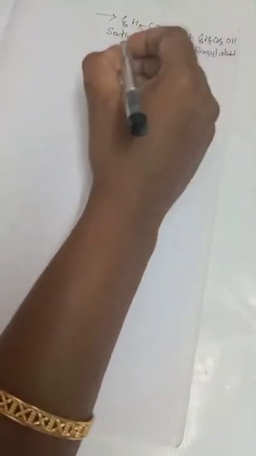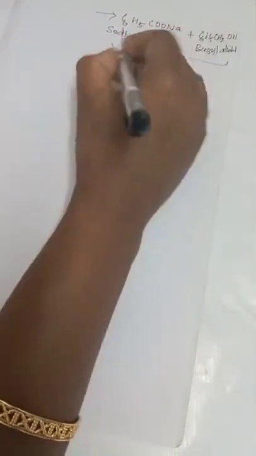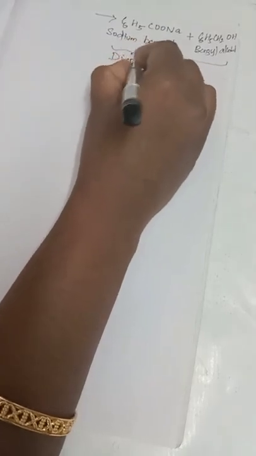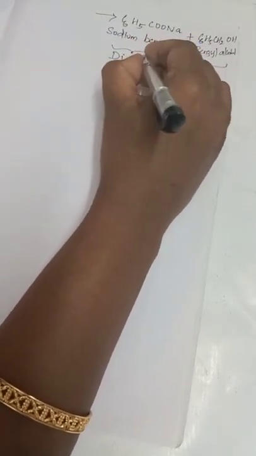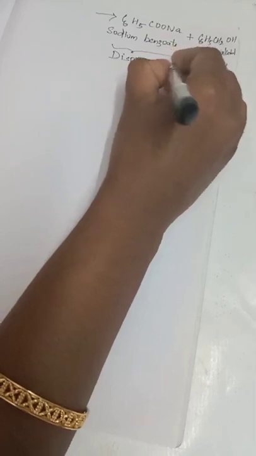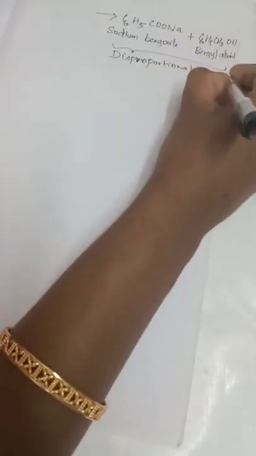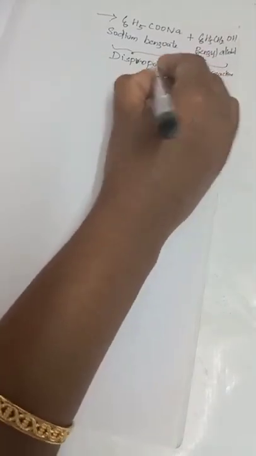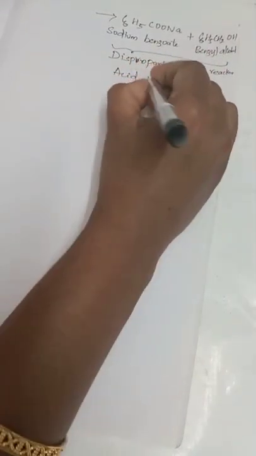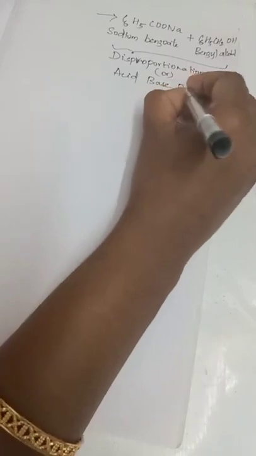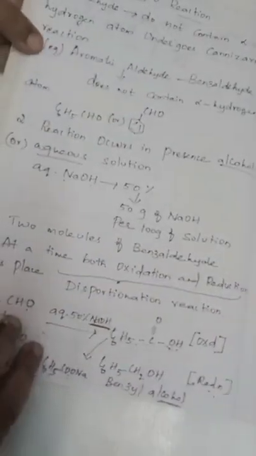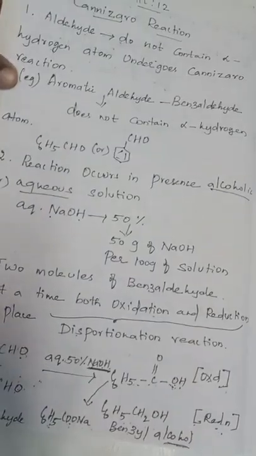Benzyl alcohol. So this reaction is called a disproportionation reaction or acid-base reaction. So these are the conditions we have to use to carry out which mechanism? Cannizzaro mechanism. So once again, listen carefully.